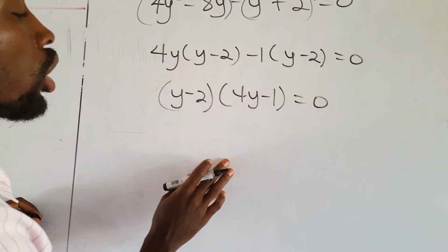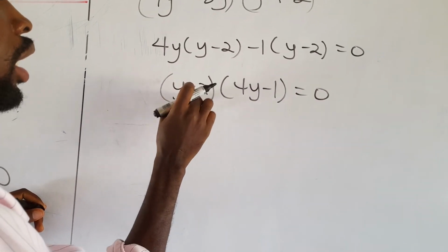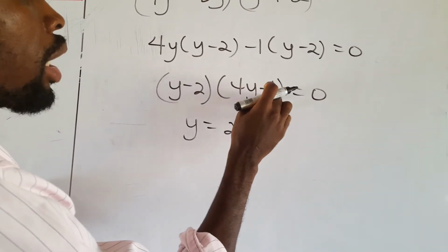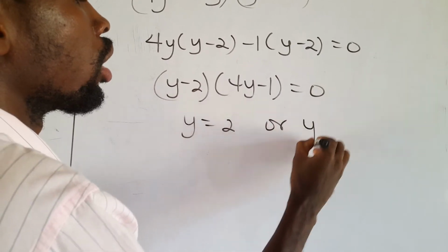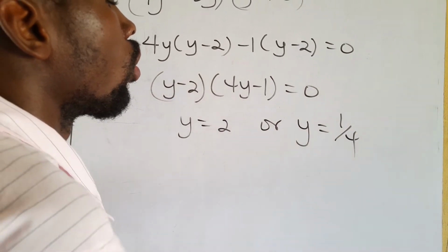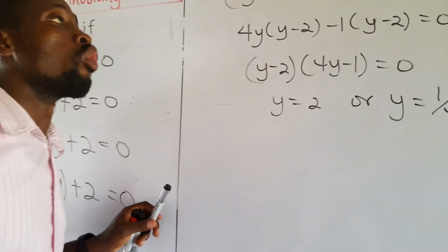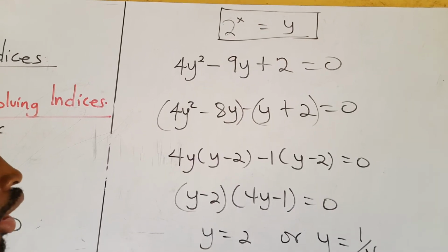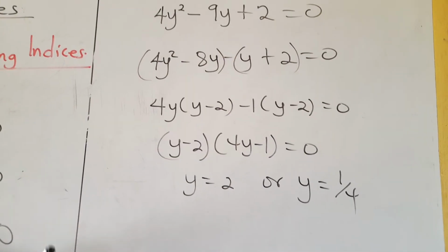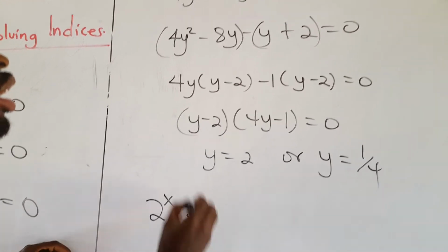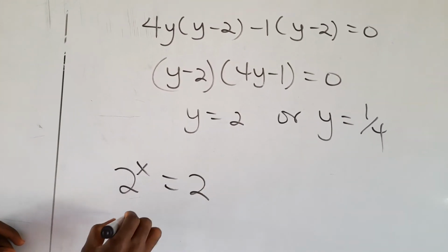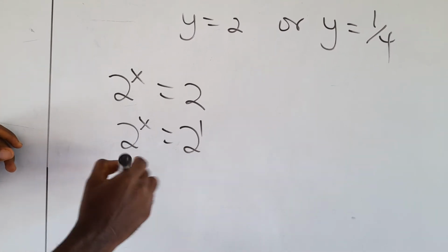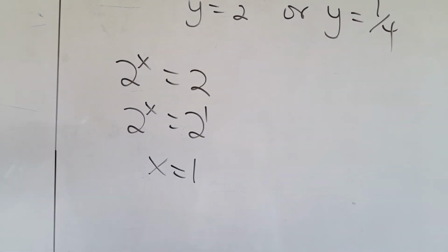You take each of them and equate it to 0. So y minus 2 equal to 0, our y will be equal to 2. Then 4y minus 1 equal to 0, our y will be equal to 1 over 4. Remember, we are not looking for the value of y, but rather the value of x. But we said that 2 exponent x is y. So since we know the values of y, we substitute. So 2 exponent x is equal to 2, which is 2 exponent 1. Since the bases are the same, we equate the exponents. So x is 1 there.